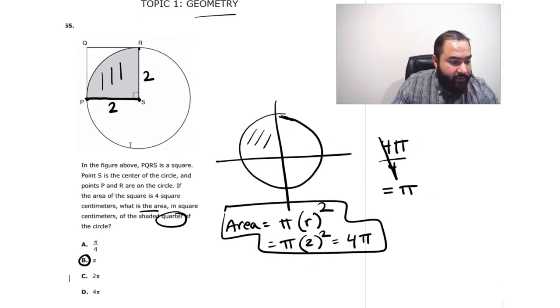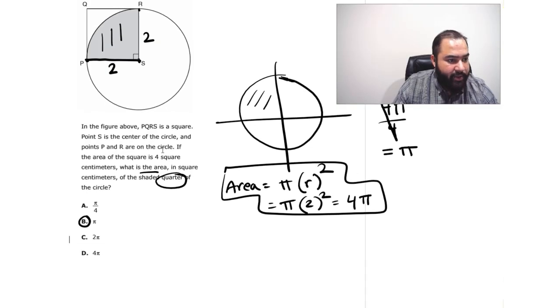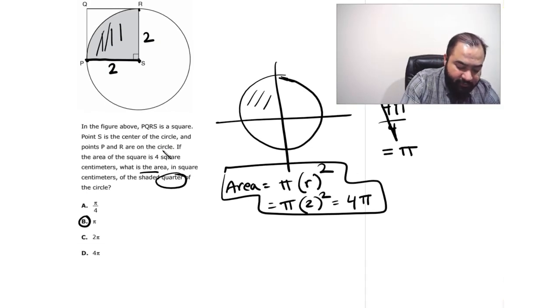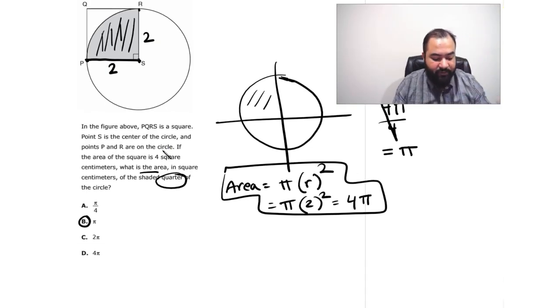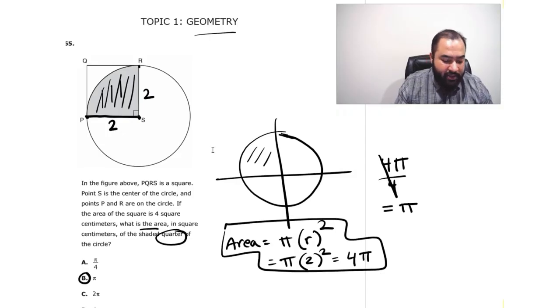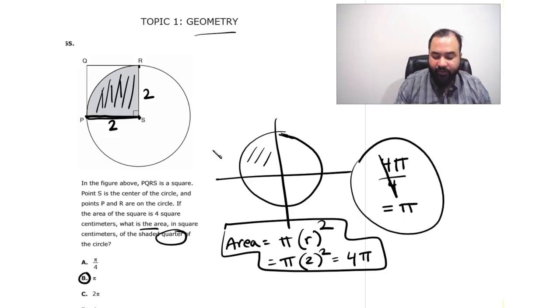So let's review a little bit what we're learning here. We have to find 1/4 of the circle, not the full circle, just 1/4 of it. We found the radius, which is 2, and we used the formula pi r squared, and that gave us the area, but we have to divide it by 4 because we want only 1/4 of the circle.